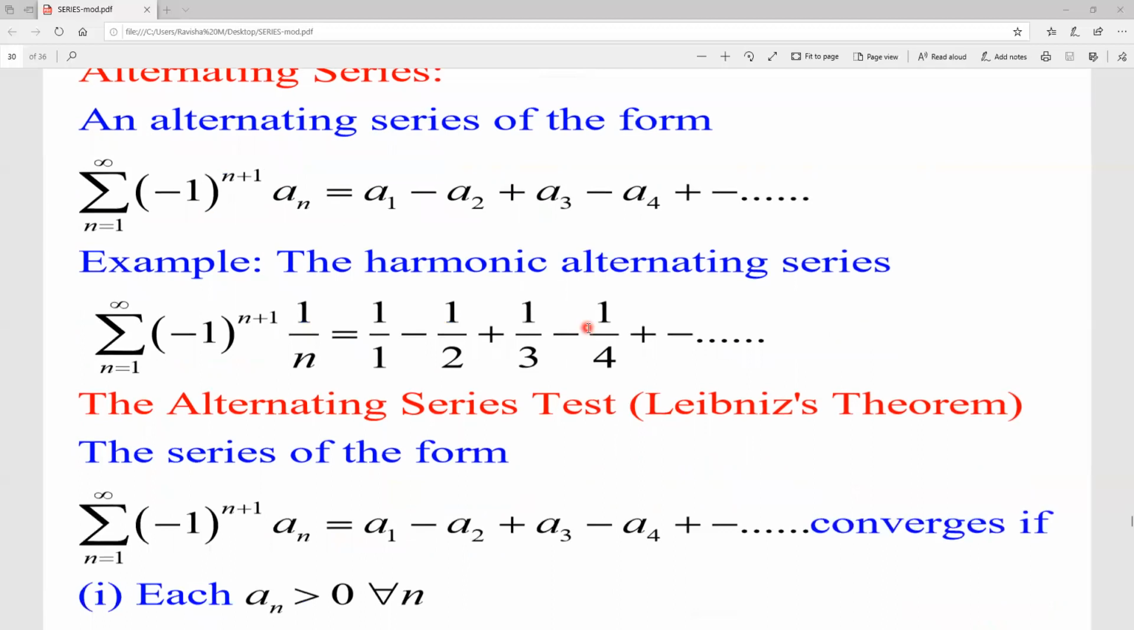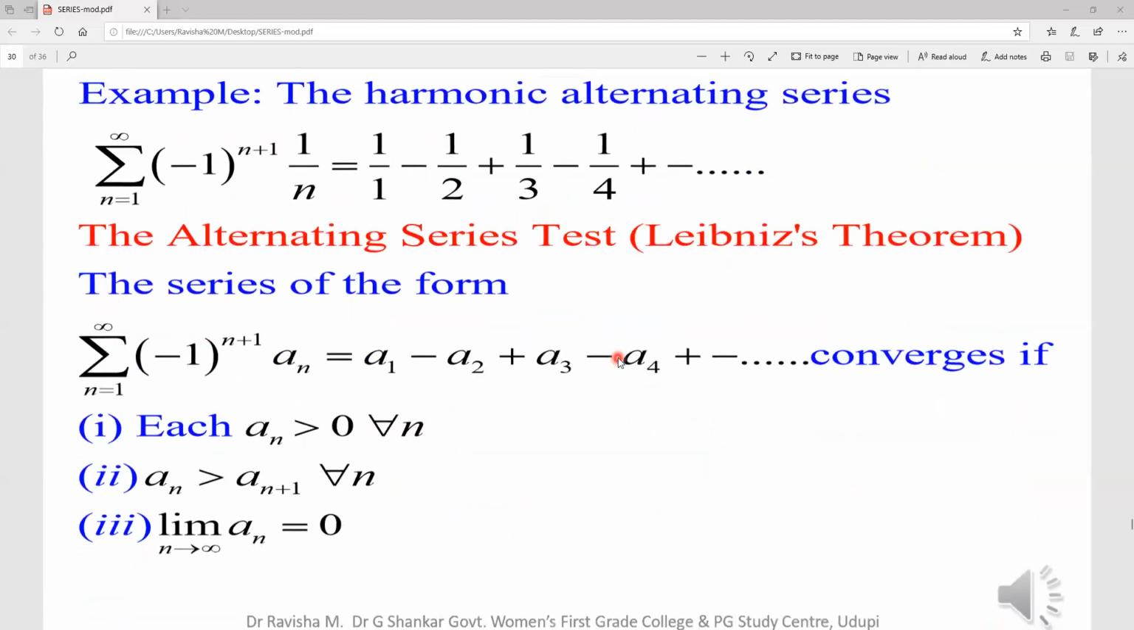Let us take an example of an alternating series. The alternating harmonic series is of the form 1 minus 1 by 2 plus 1 by 3 minus 1 by 4 plus, minus, like this it goes. This is the alternating harmonic series. Let us verify whether the alternating series is convergent or not. With the help of Leibniz's theorem, we can observe whether the alternating series is convergent or not.